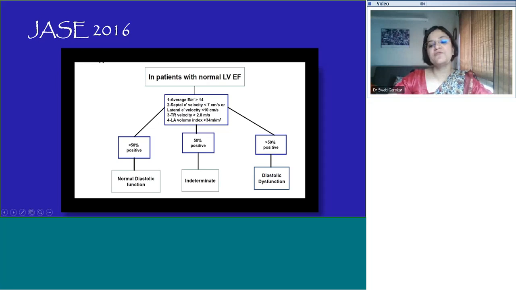If out of these four you have more than 50% positive, you have diastolic dysfunction. End of discussion, perhaps. If you have only one which is positive, your diastolic function is normal.